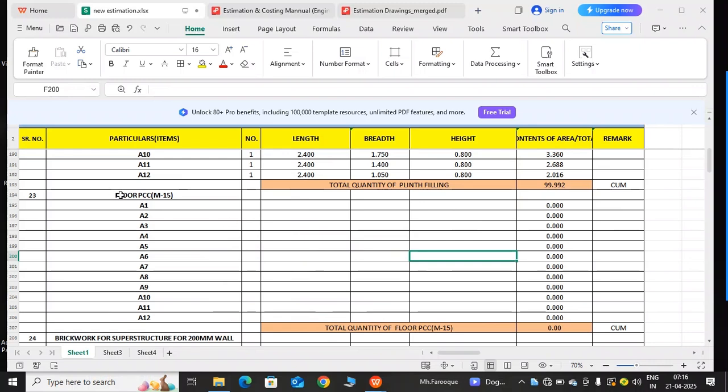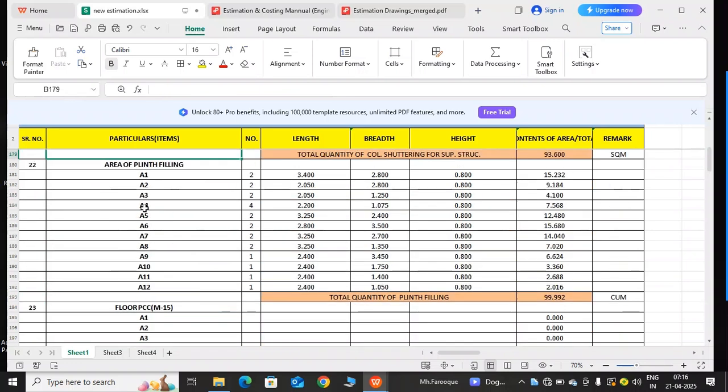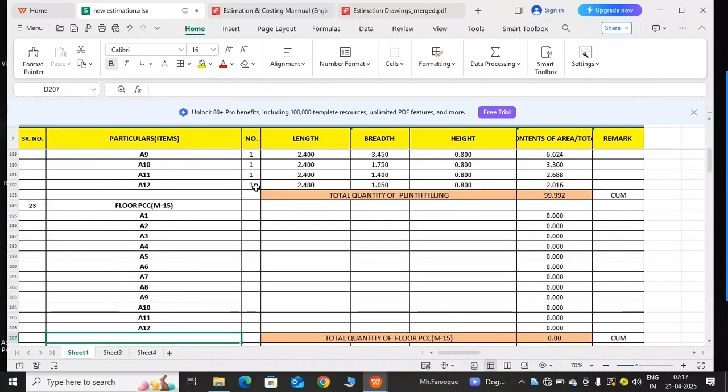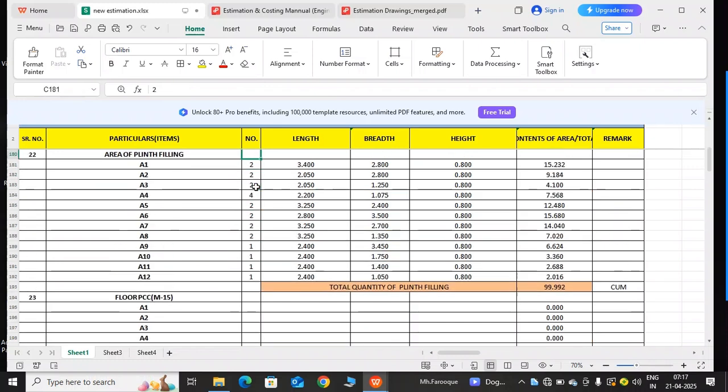Next, we have floor PCC. So we should write A1, A2, A3 until A12. We want to do floor PCC for all of these areas. So that's why, engineers, you can copy from area of plinth filling from A1 to A12, and then I am coming to copy the numbers. It is the same for both of them. We don't need to waste the time. Just write here, Control V, done. Understood? And then we have length, breadth and height.